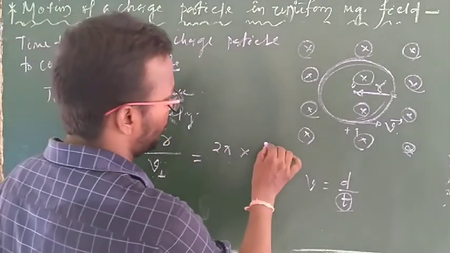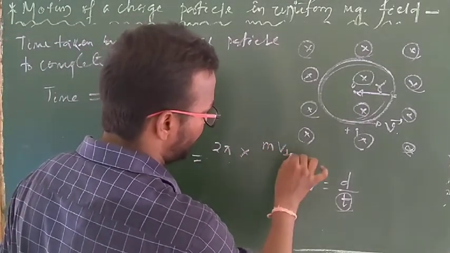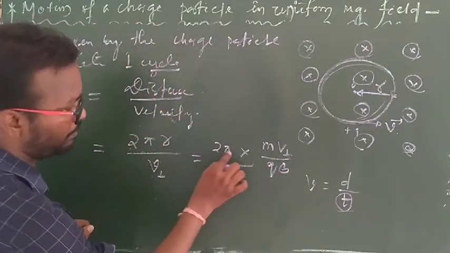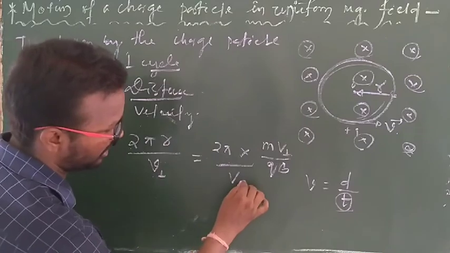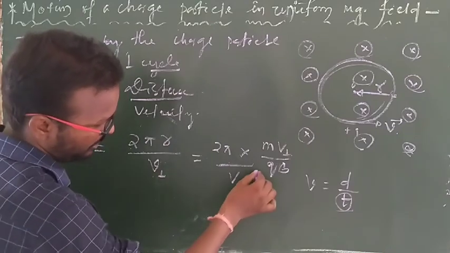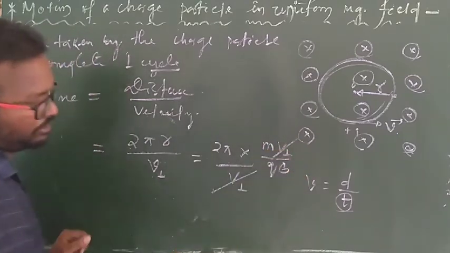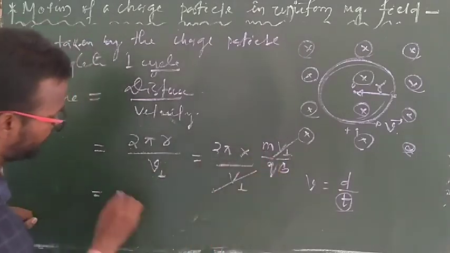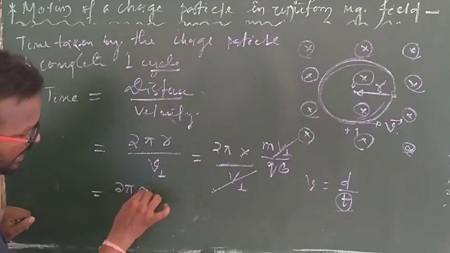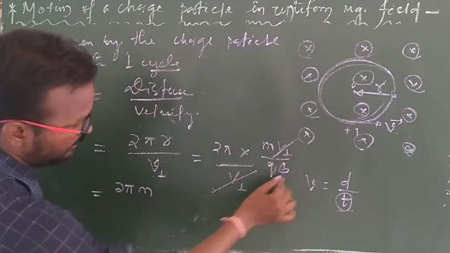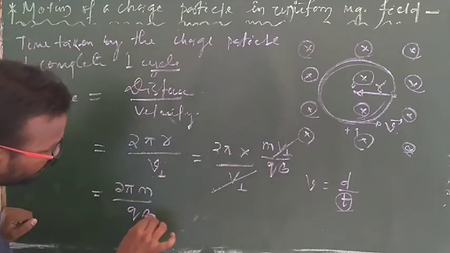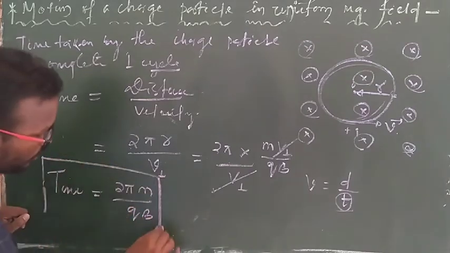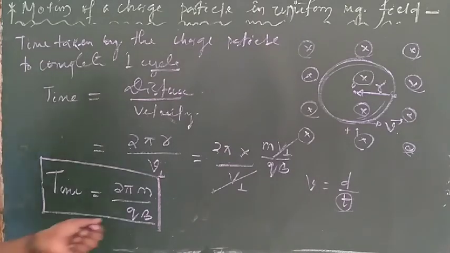We know r is equal to m v perpendicular by q b, so 2 pi r divided by v perpendicular. Here v perpendicular and v perpendicular cancel. Now the remaining part we can write as 2 pi m by q b. This is the time taken to complete one cycle. Clear? Look at this relation.